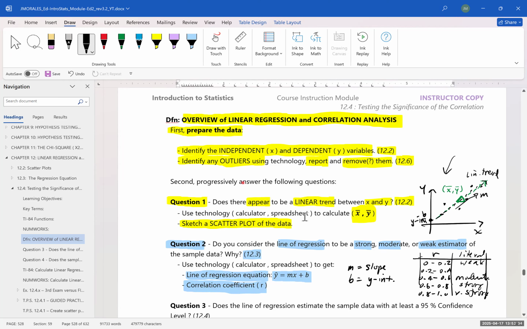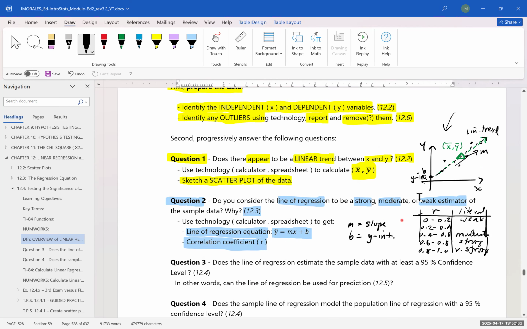All you're doing is a little bit of algebra, but learning what the correlation coefficient means: whether the points are tightly bound to the line of regression like this, or more loosely positioned around the line of regression like that, and how that's related to the correlation coefficient. So this is what we've covered so far.